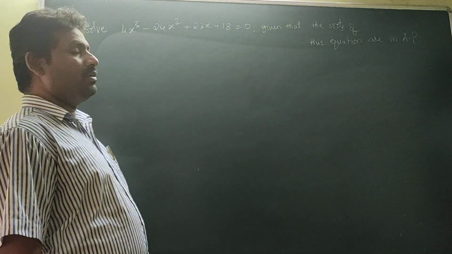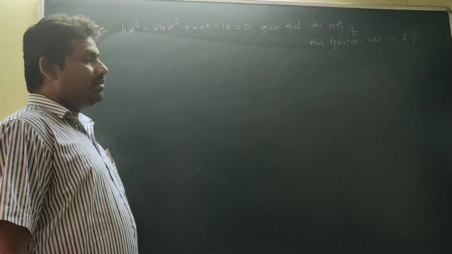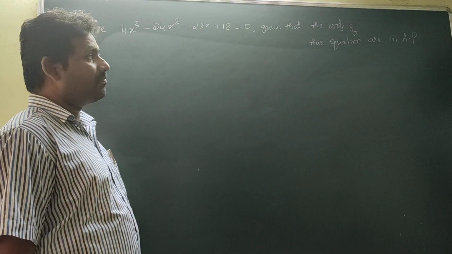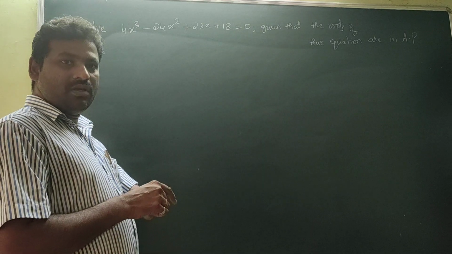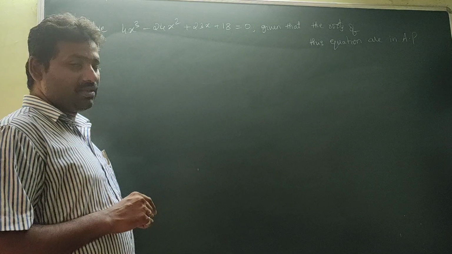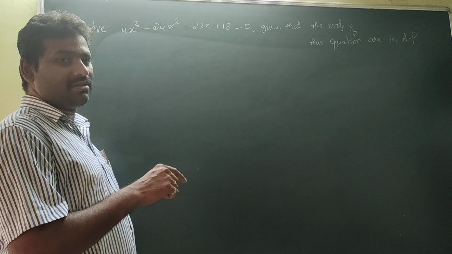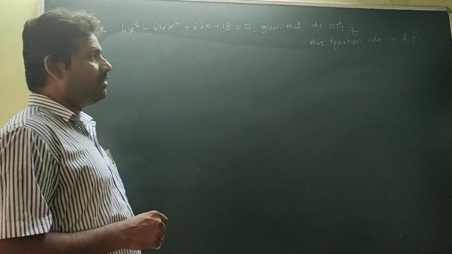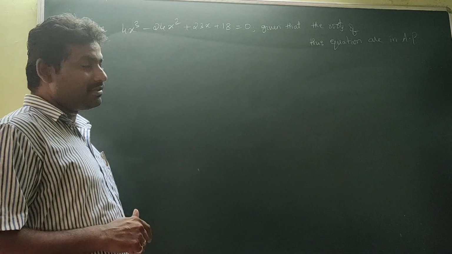Right. So this is the problem. Solve the equation, given that the roots of the equation are in AP. In the previous question they asked the sum of the two roots is 0, the product of the two roots is 3. Like that they asked the problems. But in this problem they give that the roots of this equation are in AP, are in GP, are in HP. So they can ask like that.